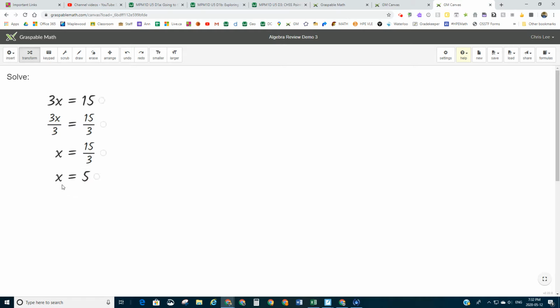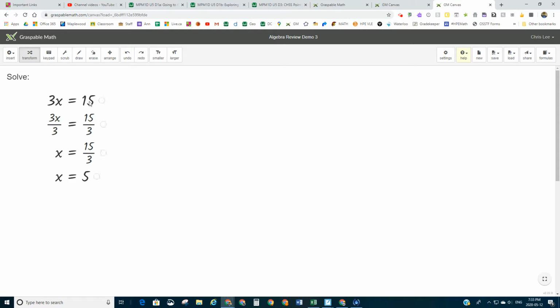And so of course, x equals 5 is the solution to 3x equals 15. You can check this just by clicking on x equals 5, or by substituting the x equals 5 in and saying 3 times 5 is 15. Now I'm going to show you another way that you can do this.